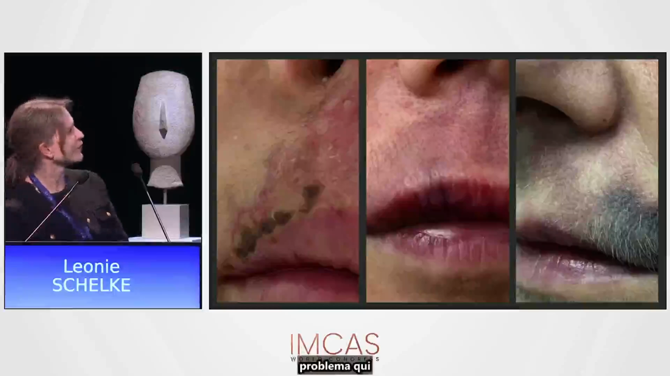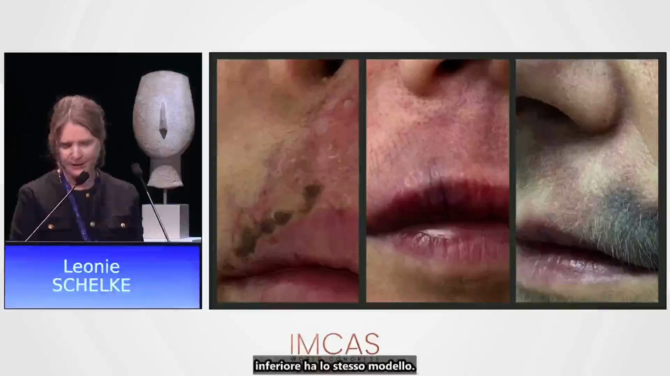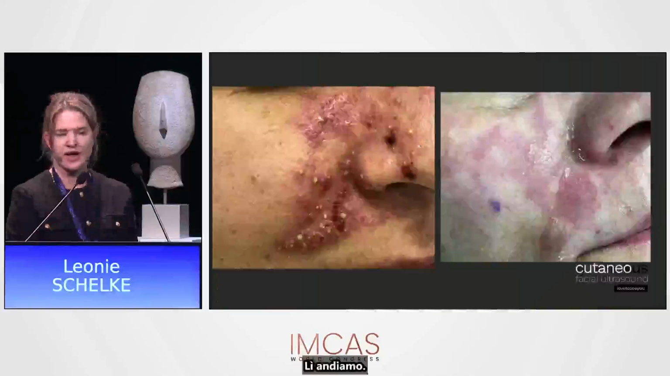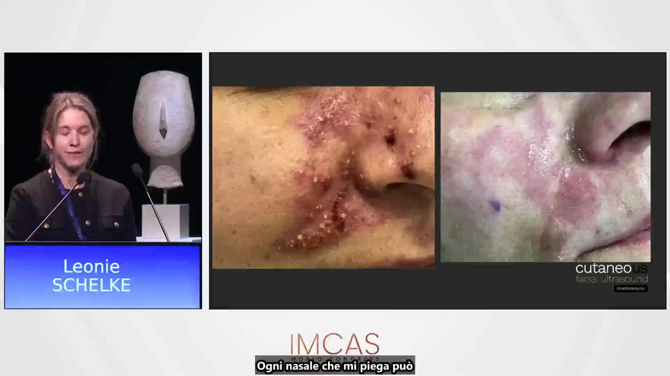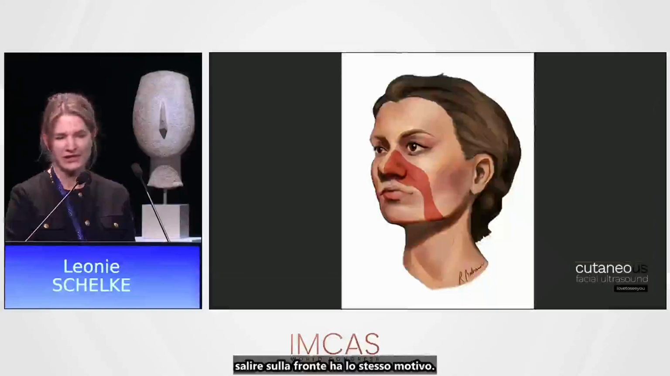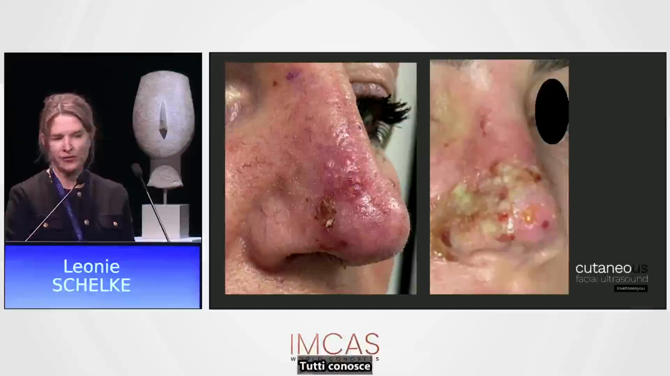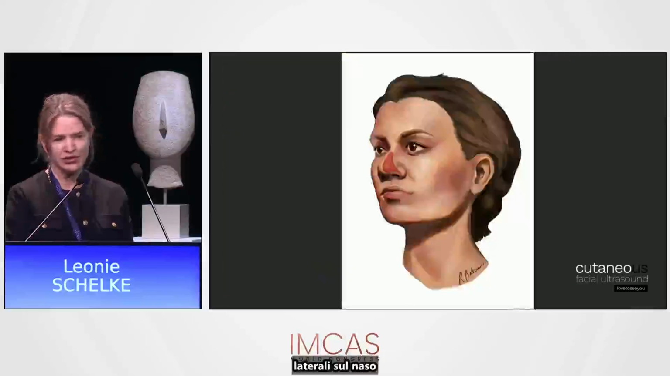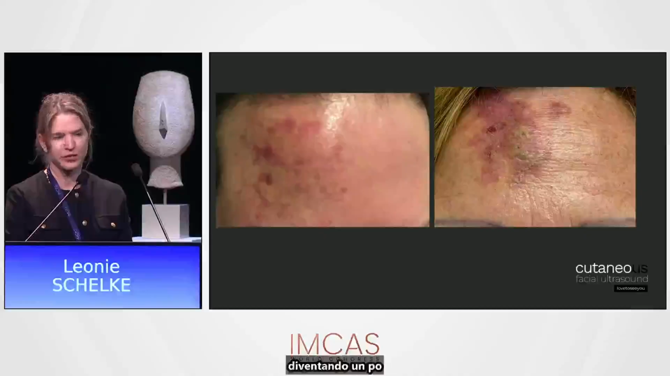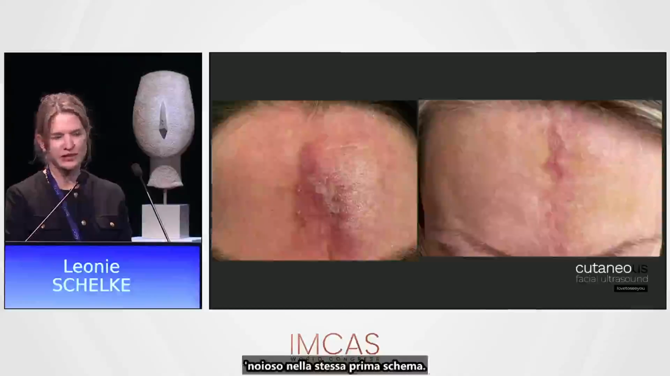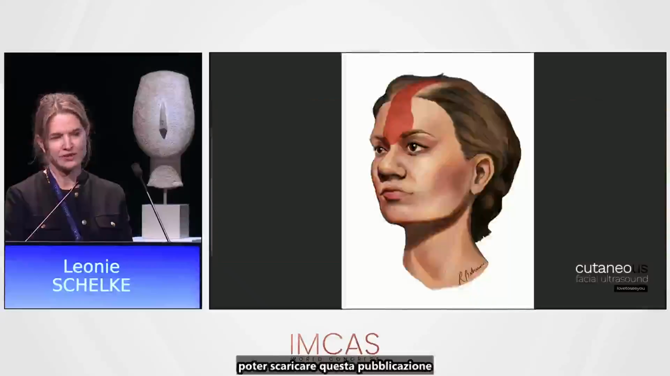Here again, every lower lip has the same pattern. Every nasolabial fold, which may go up to the forehead, has the same pattern. Every nose, lateral on the nose, same pattern. It's getting a little bit boring. Forehead, same pattern. Different person, same pattern.